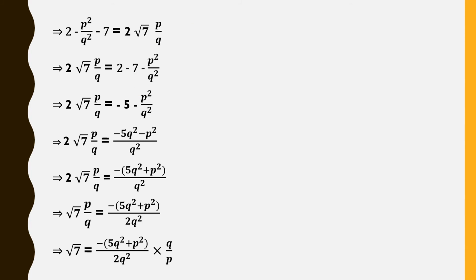Here take LCM, then if both have minus symbols, take minus as common, then only our root 7 should be there on the left side. So apart from that, whatever is there, send to the right side. So one by one we'll send. First we send 2 here, then send p by q. It will become q by p.